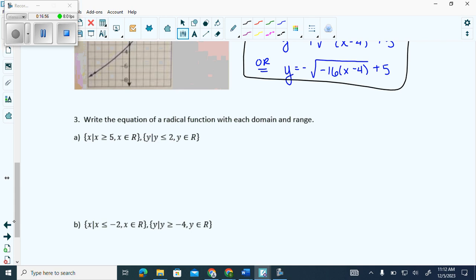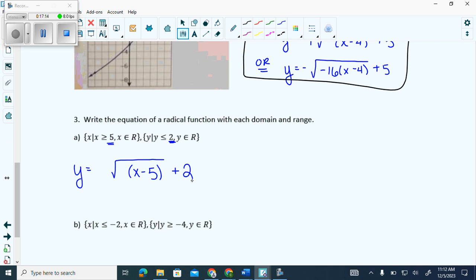So this here will give me my horizontal translation, right? So I would have y equals the square root of x minus 5. This would give me my vertical translation, plus 2.